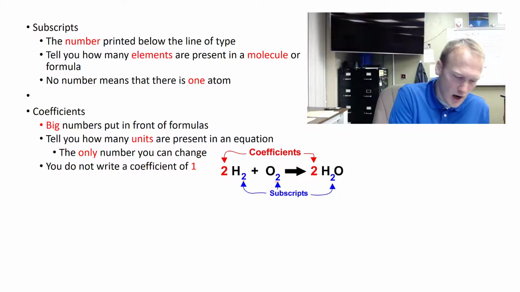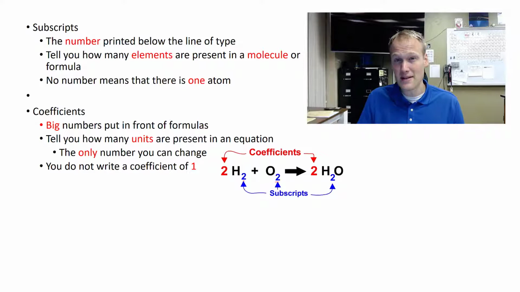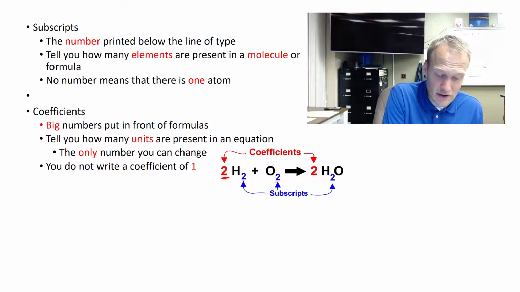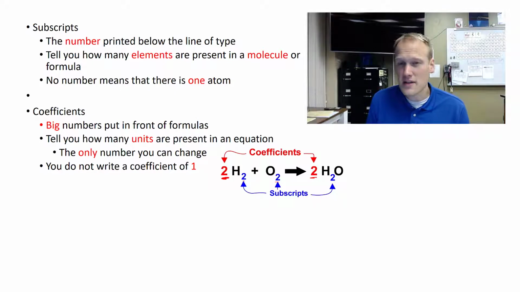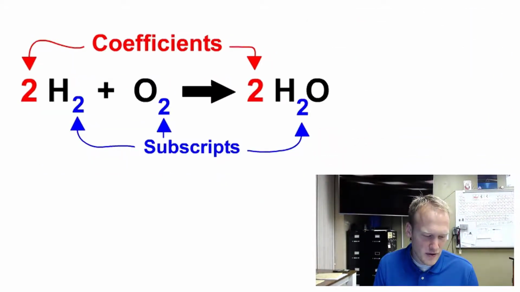Coefficients, on the other hand, are big numbers in front of formulas, and they tell us how many molecules of that compound we have. So if you look here, we see a large 2 in front of this hydrogen gas. That's telling us we have 2 hydrogen gas molecules, just like on the right side where we have 2 molecules of water. If you only have one of something, we don't write that coefficient. Here's just a larger version of that graphic showing the difference between subscripts and coefficients.